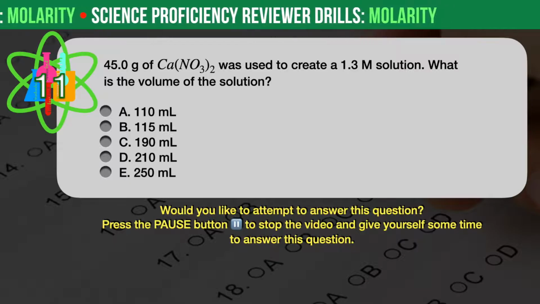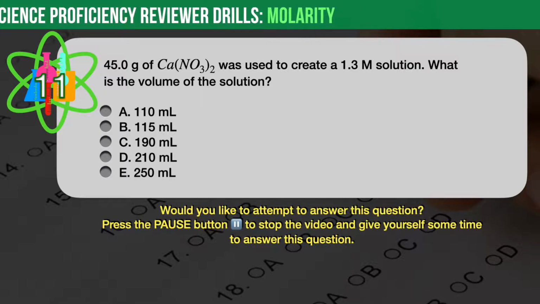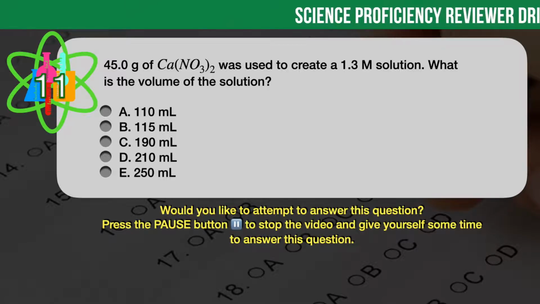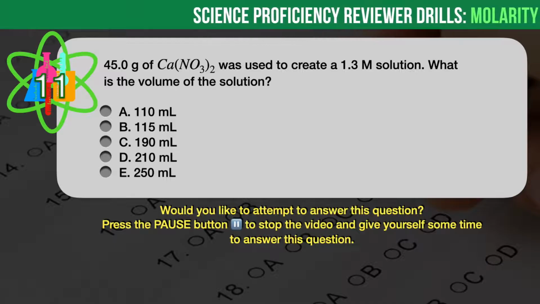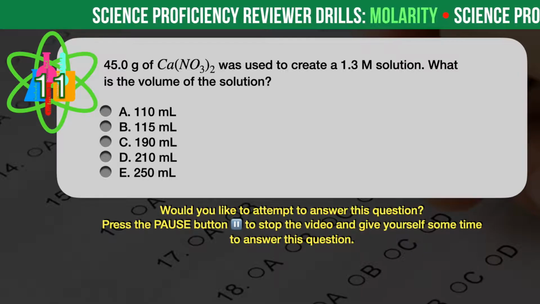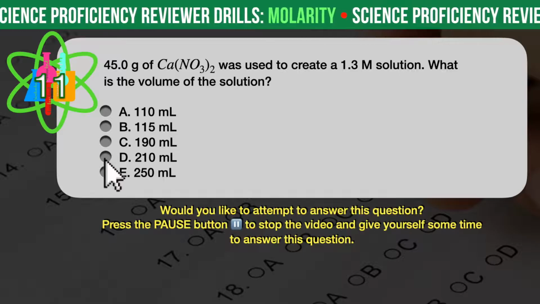Drill question number 11. 45.0 grams of Ca(NO3)2 was used to create a 1.3 M solution. What is the volume of the solution? A. 110 milliliters. B. 115 milliliters. C. 190 milliliters. D. 210 milliliters. E. 250 milliliters. The correct answer is D.